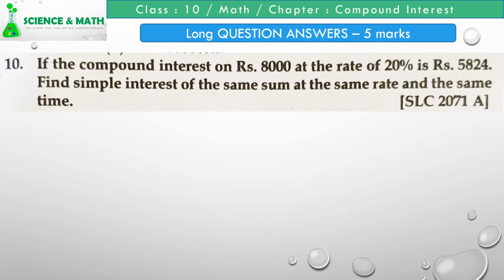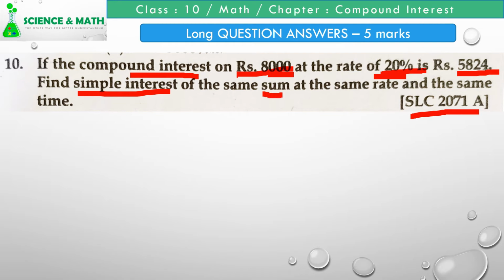Question number 10. If the compound interest on rupees 8,000 at the rate of 20% is rupees 5,824, find the simple interest of the same sum at the same rate and at the same time. This question is asked in SLC 2071. Here in this question, rupees 8,000 is the principal, 20% is the rate, and the compound interest on this sum at this rate of interest is 5,824. It's asked to find the simple interest on the same sum 8,000 at the same rate 20% and at the same time at which the compound interest is 5,824.